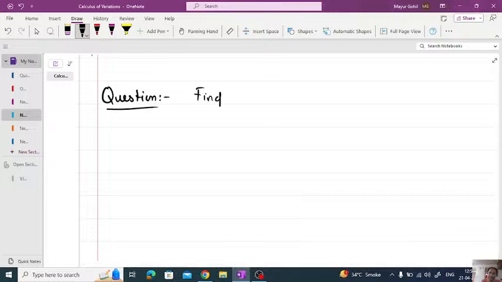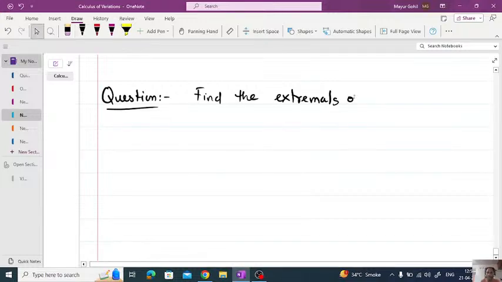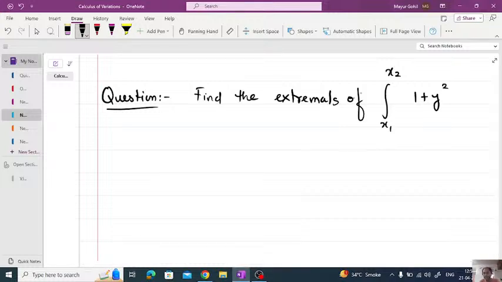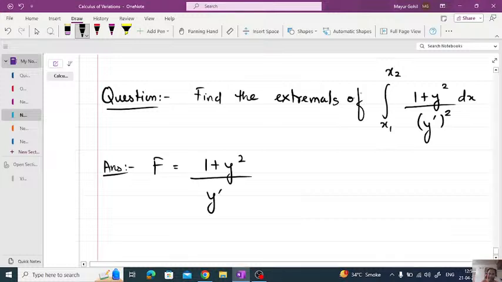Find the extremal of integral x1 to x2 of 1 plus y square divided by y dash square dx. Now see, here it's a very different kind of function given to us. Here we first always see your function. Here f is of the form 1 plus y square over y dash the whole square.